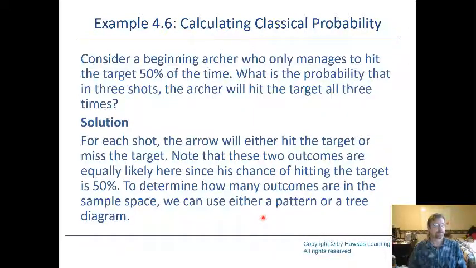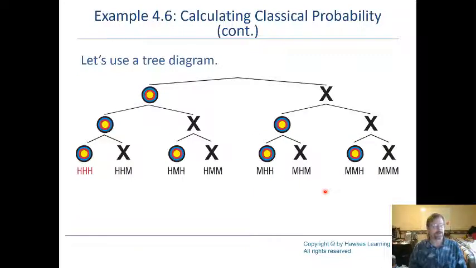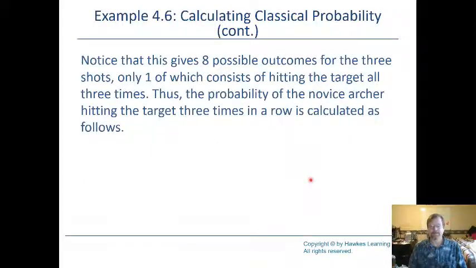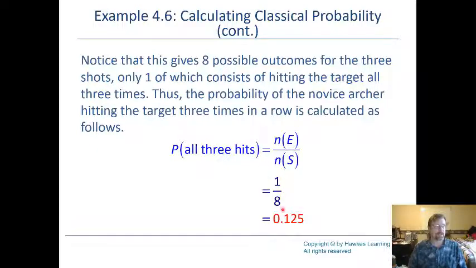All right, you can either use a pattern or a tree diagram. They chose a tree diagram. It's fairly useful. The way to visualize this: hit, miss, hit, miss, hit, miss. So each shot is independent of what happened before. Shot 1 could be a hit or a miss. Shot 2 could be a hit or a miss, but we can organize our data this way. So there's only one possibility that gives 3 hits out of 8 total possible. So our probability would be 1 in 8, or 12.5%.